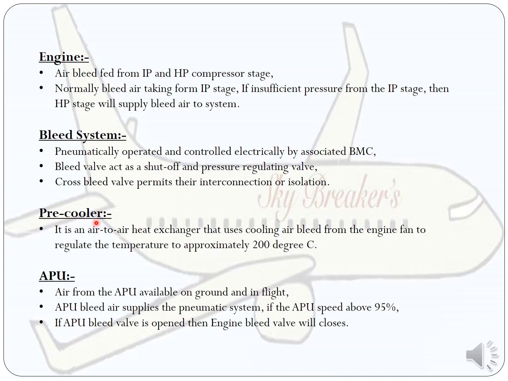Next is the pre-cooler. It is an air-to-air heat exchanger that uses cooling air bled from the engine fan to regulate the temperature to approximately 200 degrees centigrade.